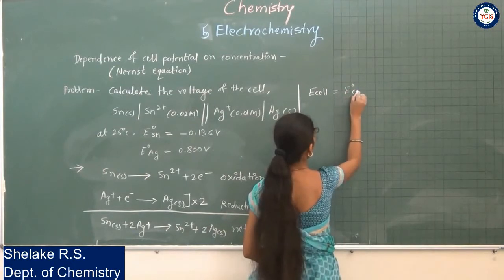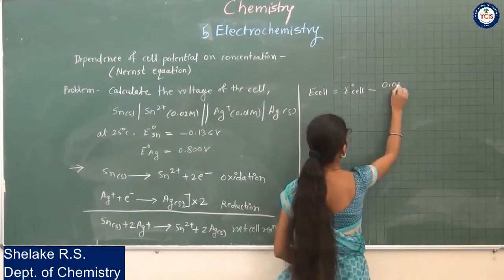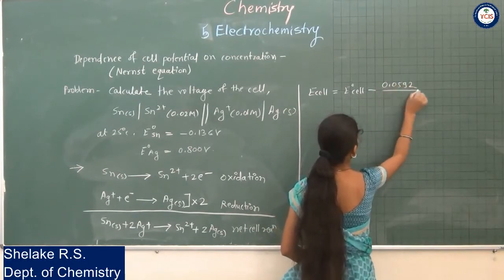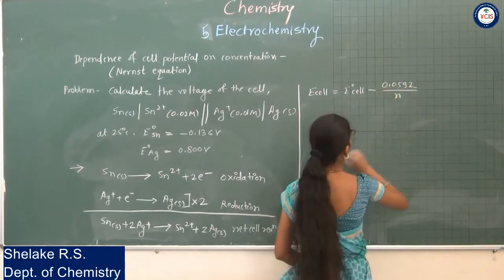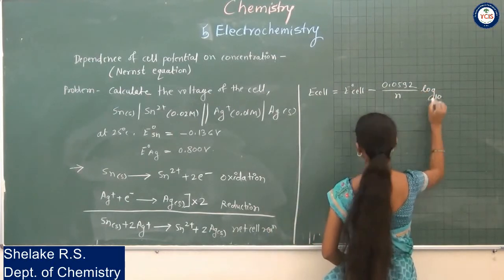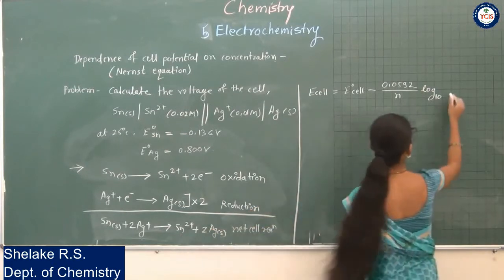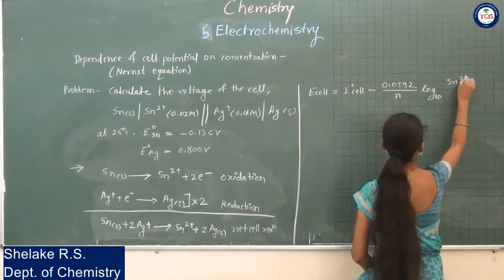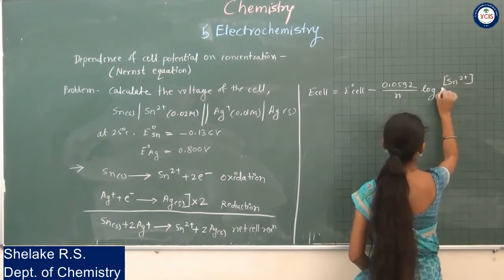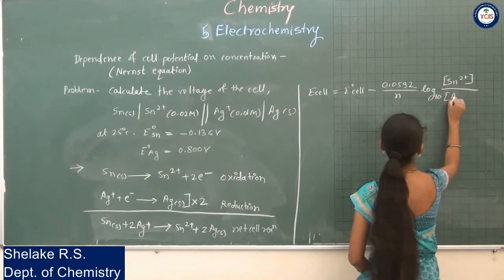E0 cell minus 0.0592 divided by n, log to the base 10. Now here concentration of Sn2+, that is concentration of product divided by concentration of reactant, that is Ag+.